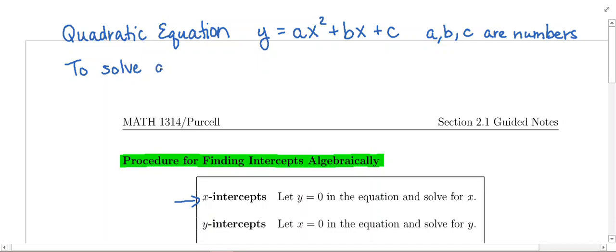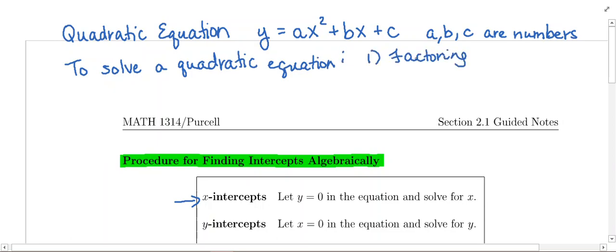To solve a quadratic equation, two of the things that you can try are, one, you can try factoring, and then the other thing you can try is the quadratic formula. Either of those should work. Factoring is also a prerequisite for this class.